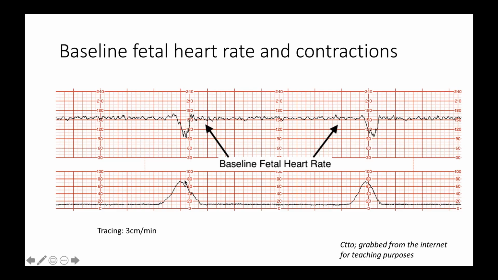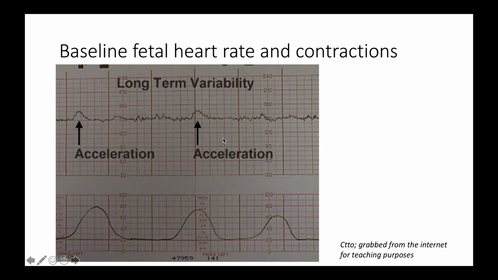Now, if the peak of the contraction reaches only up to 40, that's mild. If the peak of the contraction reaches around 60 to 80, then that's a moderate contraction. And if the peak of the contraction reaches 100, that is a strong contraction. Okay, for this strip, we have contractions that are coming in every 2 minutes, and the strength is moderate. The baseline fetal heart rate is about 150 to 160 beats per minute.